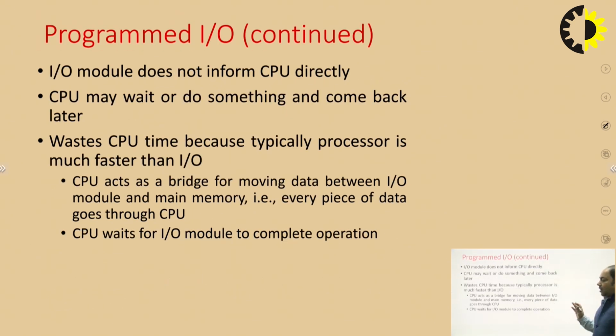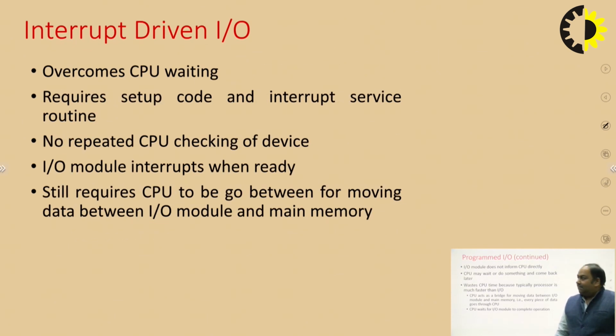The input output module does not inform the CPU directly. The CPU may wait for some delay, so it wastes CPU time because the processors are much faster than input output devices. The CPU acts as a bridge for moving the data between the input output module and the main memory, and the CPU has to wait till the input output module completes the operation.